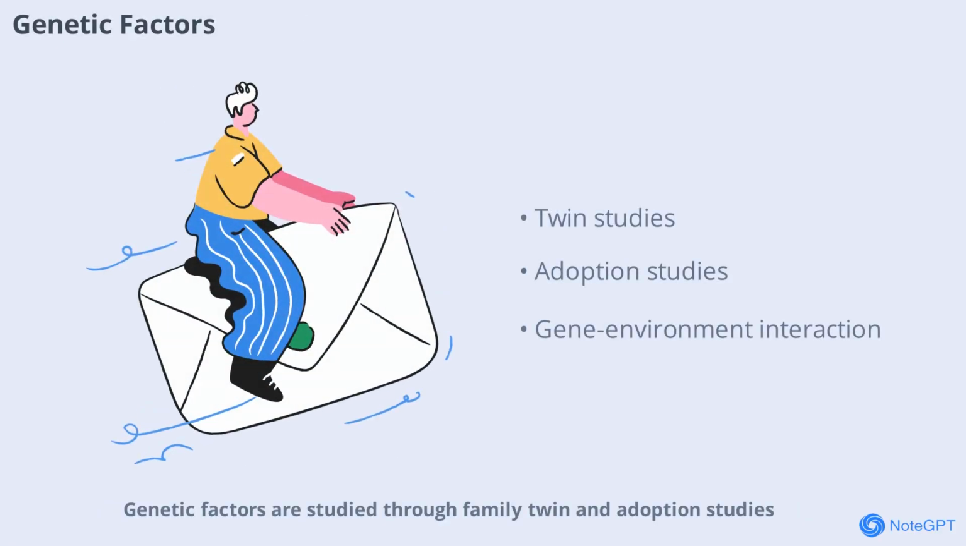Genetic factors are studied through family, twin, and adoption studies. If identical twins show higher concordance for offending than fraternal twins, genetic influence is suggested. Adoption studies look at whether adopted children resemble their biological or adoptive parents in offending risk. While genetics play a role, no single gene explains crime, and gene-environment interactions are crucial.